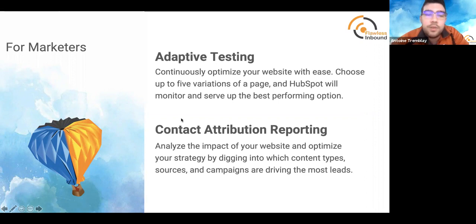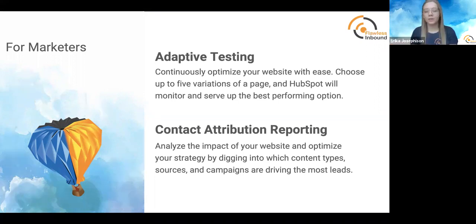So the last 2 points for marketers are adaptive testing. Like Erica said, you can continually optimize your website with the recommendations that HubSpot will give you. But this feature specifically will allow you to test various options on the page. So you could basically have two versions of the page live at the same time with little variations here and there just to see which one performs better. And then get a little bit more insight before you choose which one you prefer.